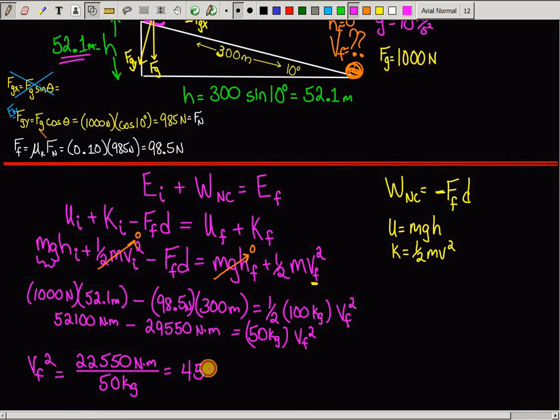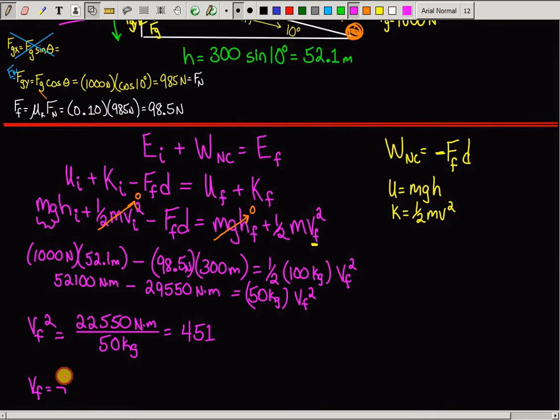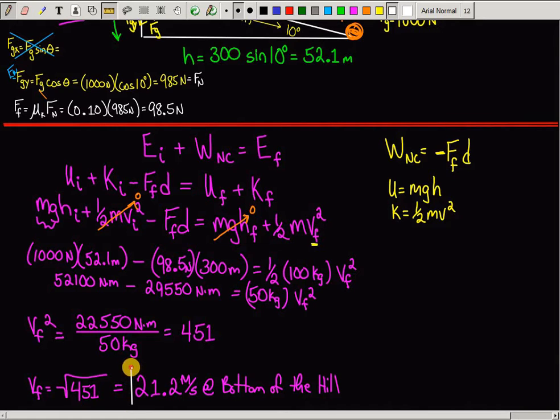That gives us 451. And we have to take the square root of that. So VF would be the square root of 451, and that equals 21.2 meters per second at the bottom of the hill. So what makes this a little bit more unique is the fact that we lost some of our energy due to the friction, which creates heat. All right, so final answer. Good luck.